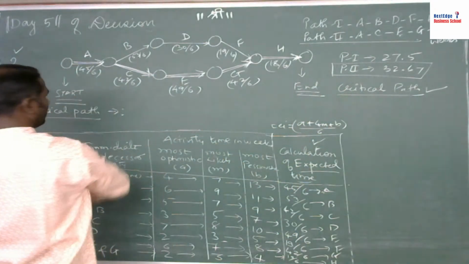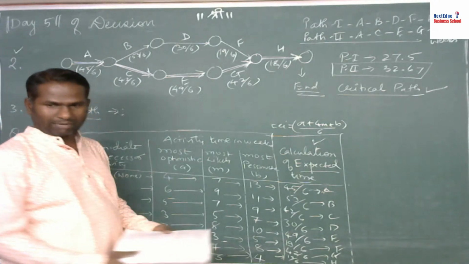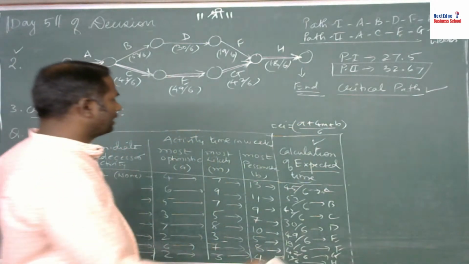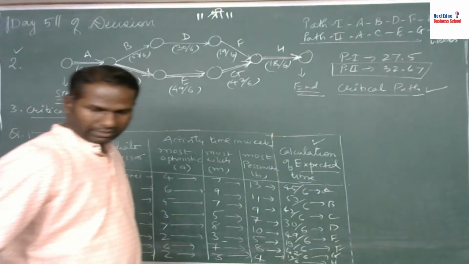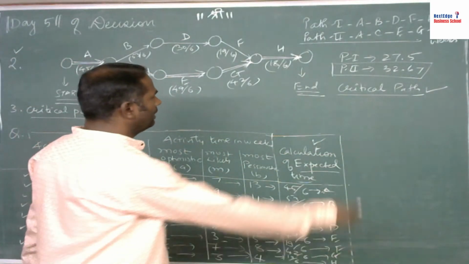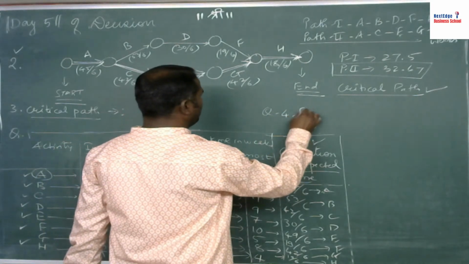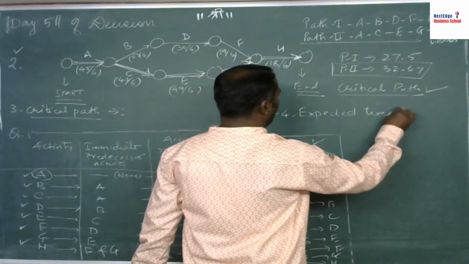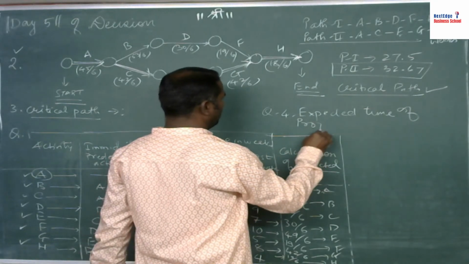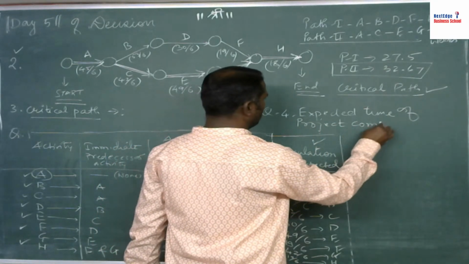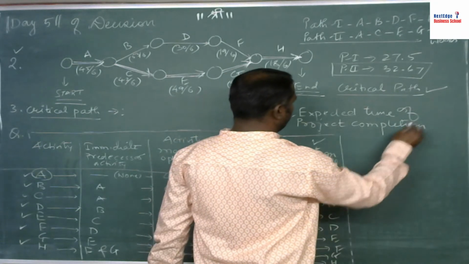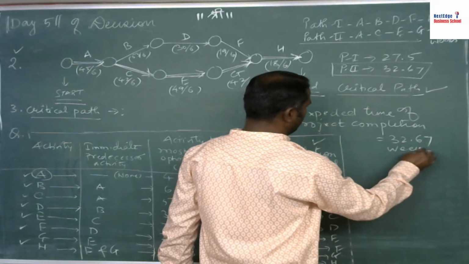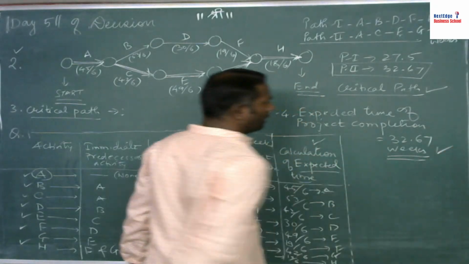Question number 2 is done, 3 is done. What was question number 4 asking? What is the expected time of project completion? Obviously, the critical path shows the expected time of project completion. So if the critical path value is 32.67, then we can write the answer to question 4: the expected time of project completion is equal to 32.67 weeks. Right, this is the answer.